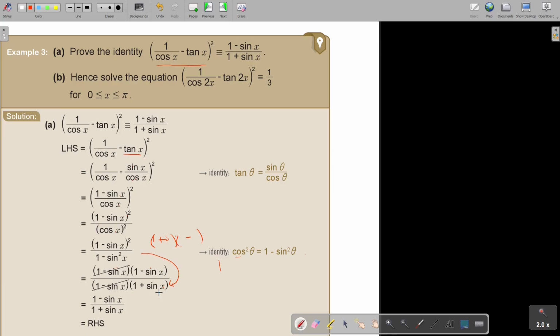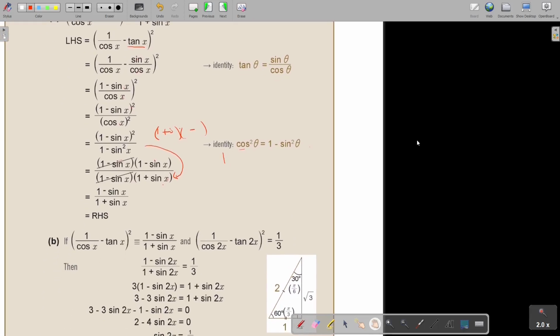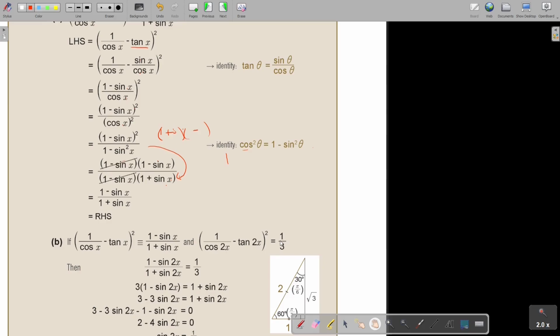Now they go on and say, hence, solve the equation. If I look, I see that this is the same as this, but in the place of this, I can now write this. If this is equal to this, and this is equal to this, then basically this is equal to this. So I can say (1 minus sin 2x) over (1 plus sin 2x) equals a third.